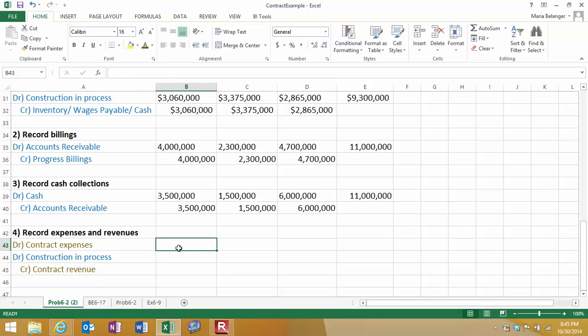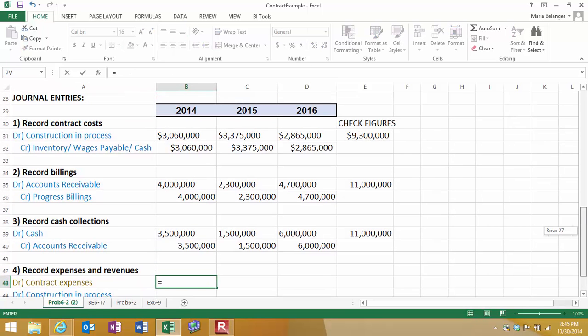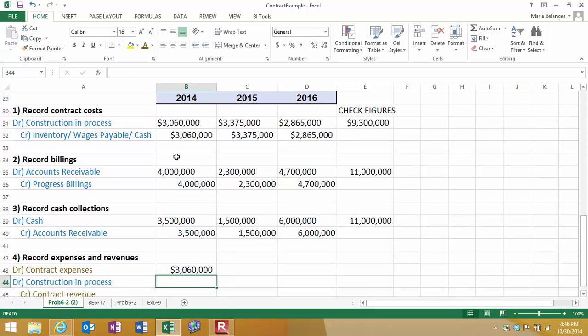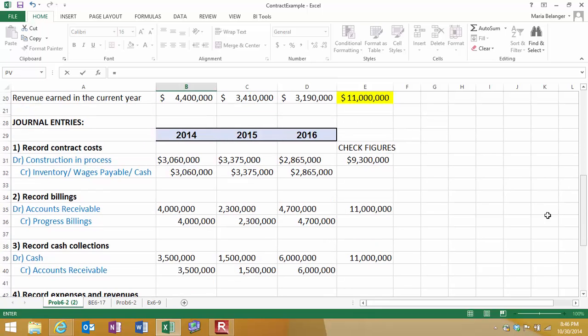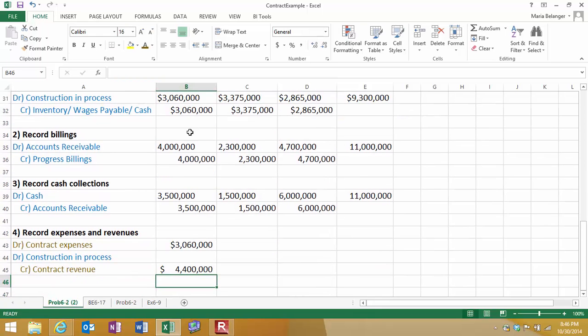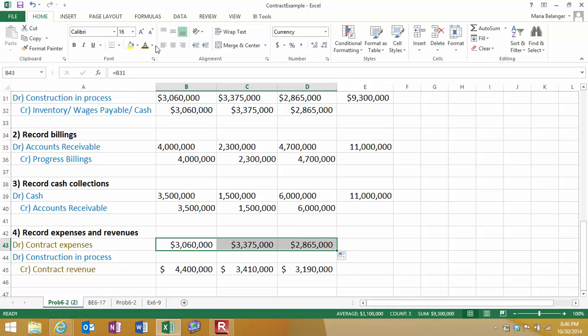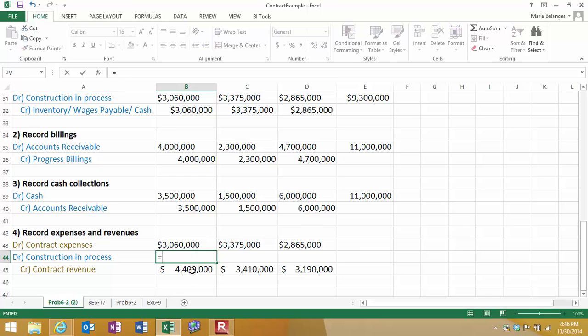So my contract expenses are what I've spent on the contract. My contract revenue came from my revenue recognition calculations right here. So these I'll just pull across all year. My contract expenses as well. And my construction in process is the difference between my revenue and my expense to balance out my journal entry. And that's a debit, so I'm going to show that off to the side here. Just follow my formatting. There we go.